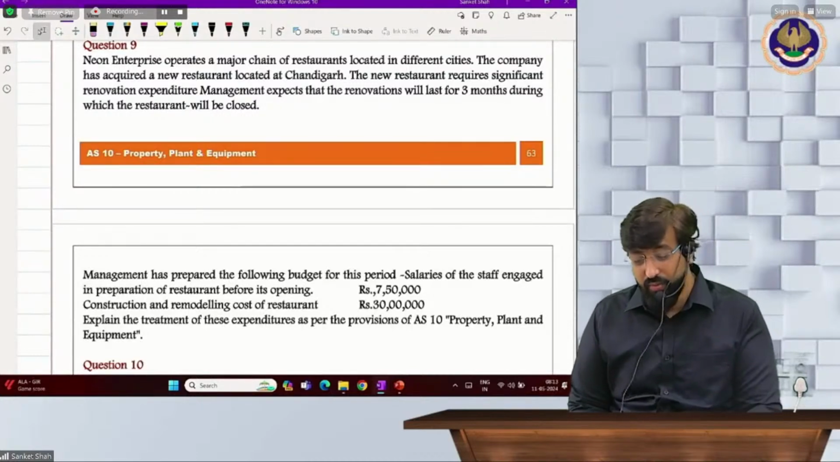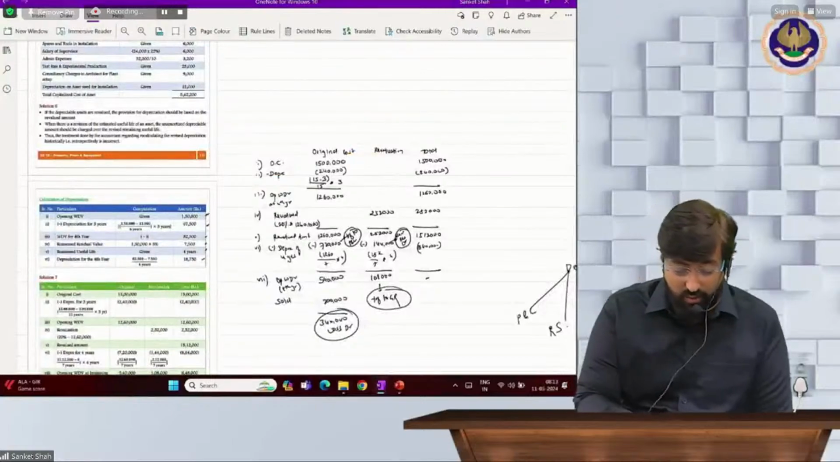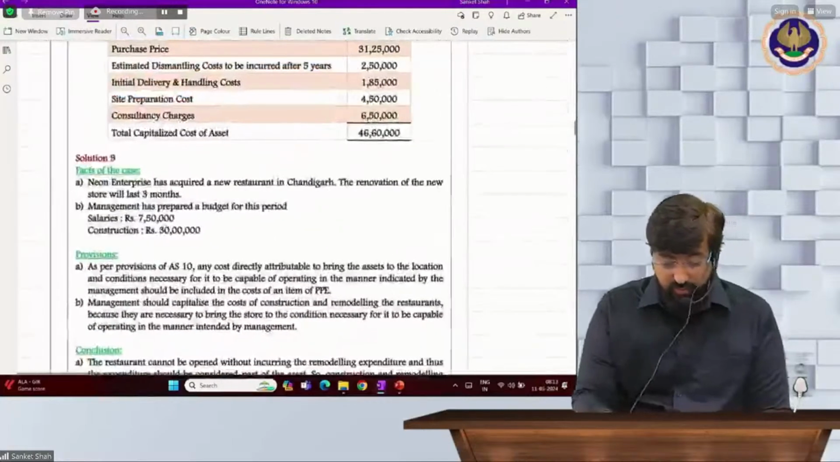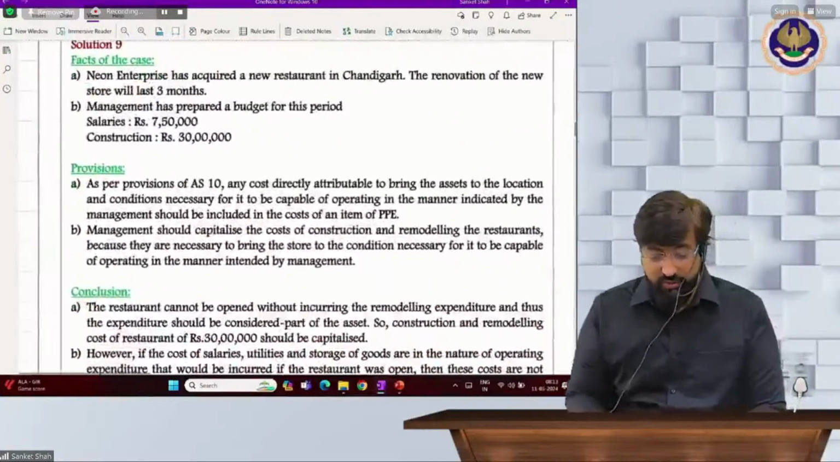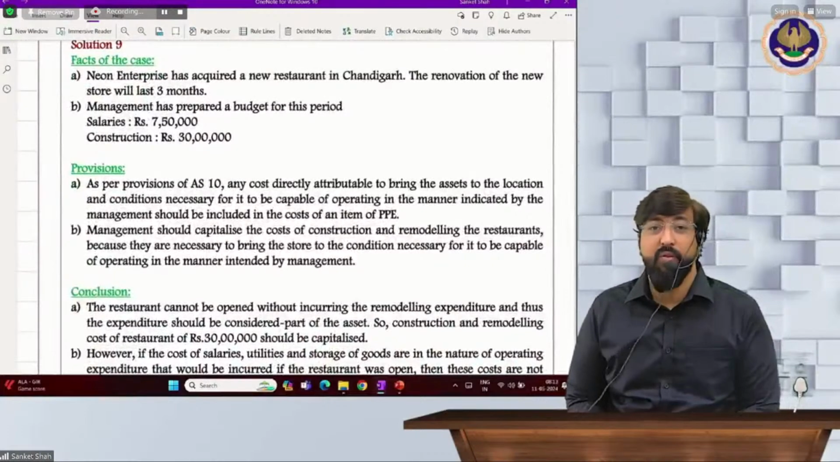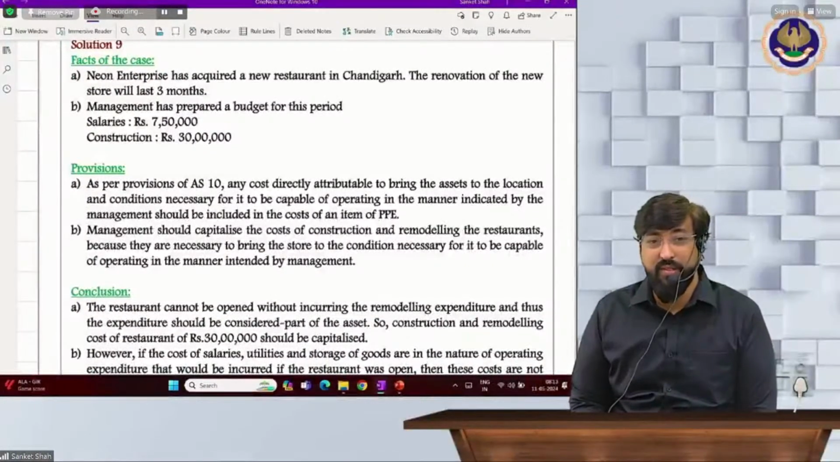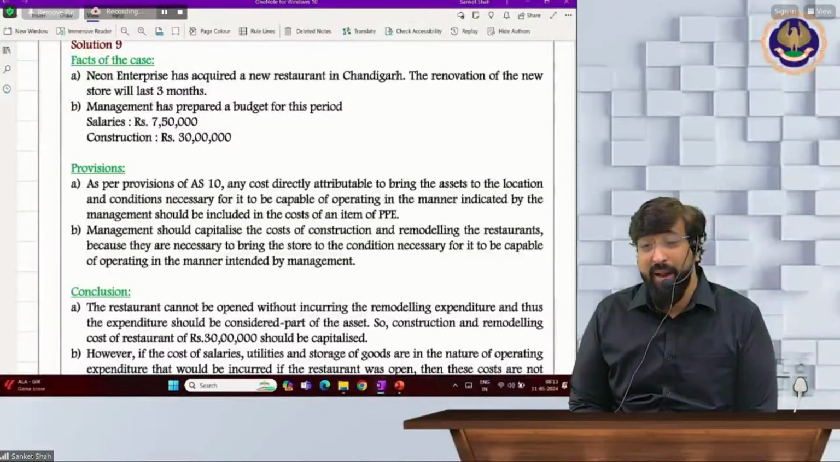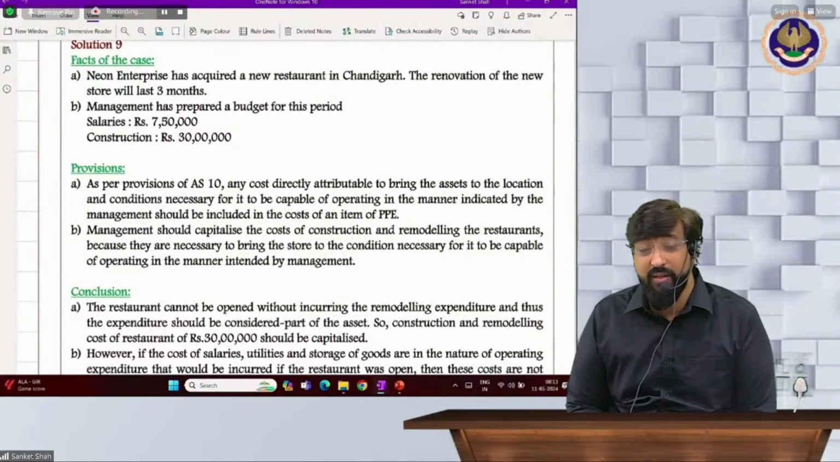In preparation of the restaurant, this expenditure, how are you going to write the answer? Facts of the case: there are two expenses. The renovation of the new store will take 3 months. As per the provision of S10, any cost directly attributable to bringing the asset to the location and condition necessary to be capable of operating in the manner indicated by the management should be included in the cost of the item of PPE. So this is the language you have to write in the exam.